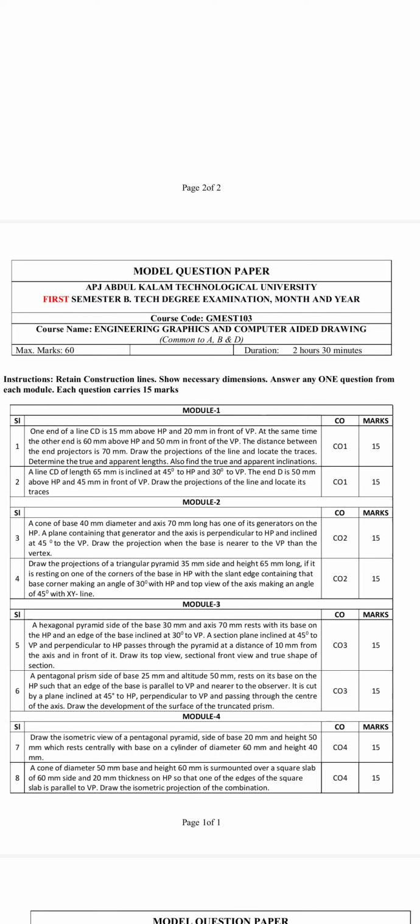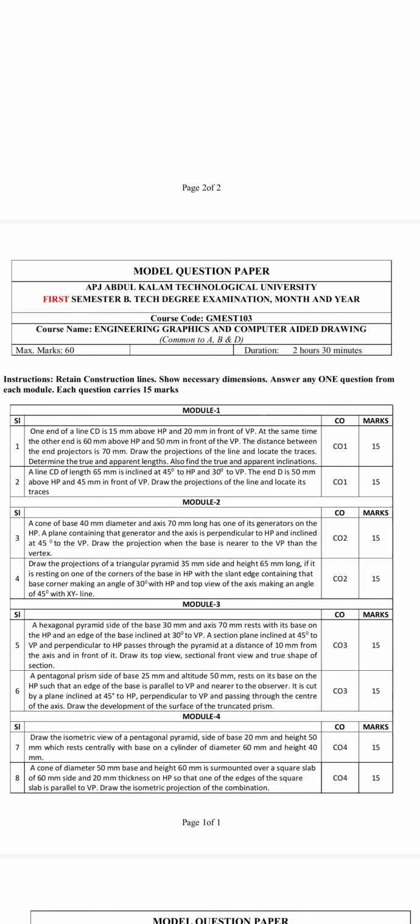Then second question, that is the fourth question. Draw the projections of a triangular pyramid of 35 mm side and height 65 mm long, if it is resting on one of the corners of the base in HP with the slant edge containing that base corner making an angle of 30 degree with HP and the top view of the axis making an angle of 45 degree with the XY line.